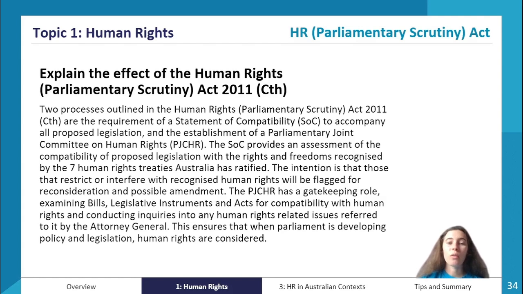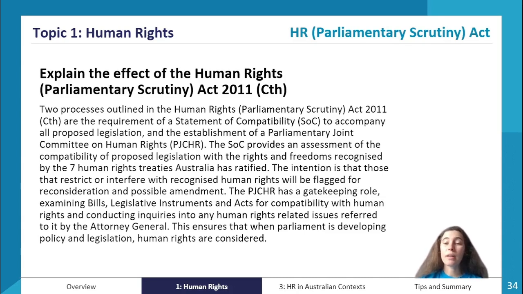So we've got to have this idea that all of the legislation that we have in society has to be compatible with other rights, other parts of society, other legislation that already exists. So that's where the statement of compatibility is providing that assessment of the compatibility of that legislation with the rights and freedoms recognized in the other human rights treaties that Australia has ratified. So in Australia, we've got 7 human rights treaties that we've ratified.